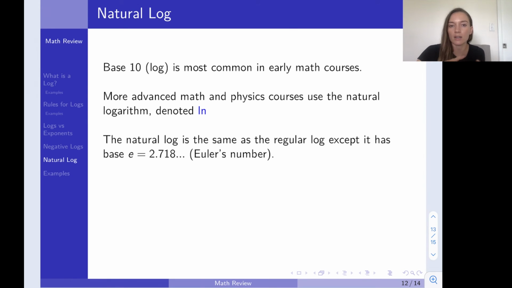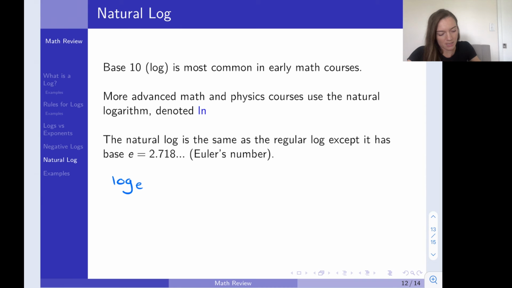So anytime you see log, you can assume that the base is 10 if you're in an intro-level course. Once you start getting into more advanced courses, you'll see the natural log. So the natural log is just a regular log, but with a specified base, which we call e. So e is equal to 2.718. It continues forever, and it's called Euler's number. Be careful to pronounce that Euler, not Euler. So it just has a special base.